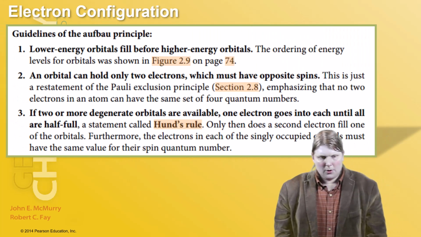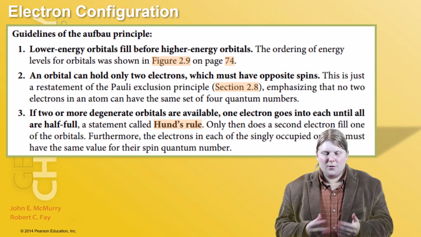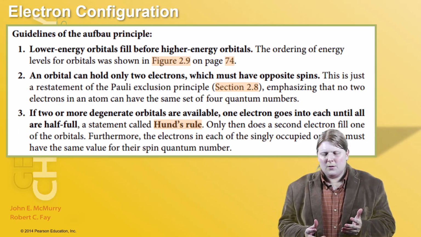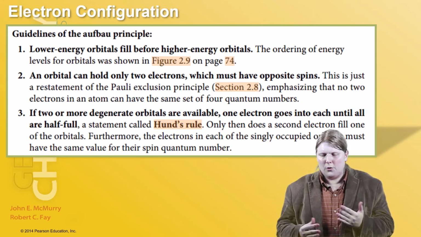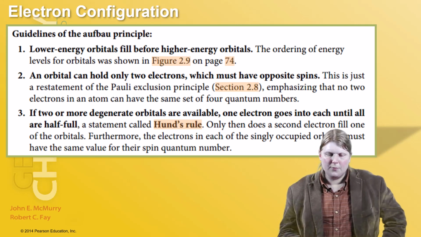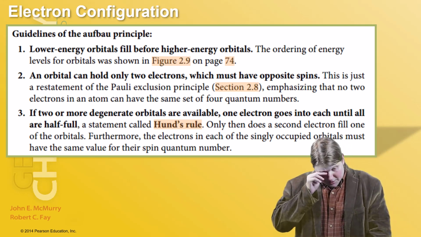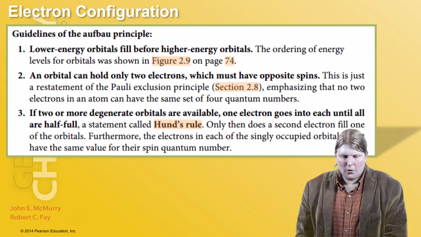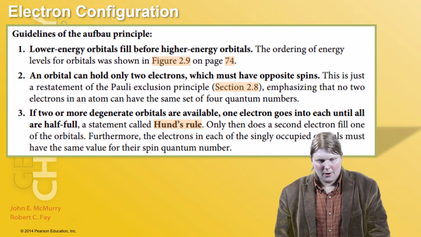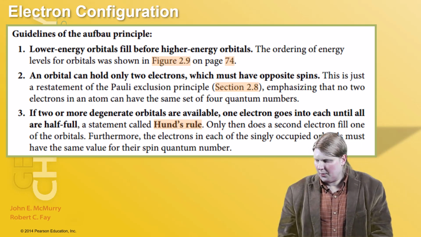So quickly here we'll look at electron configuration as well. So this is where we'll be writing out the 1s, 2s, 3s, 2p type of configuration we learned in a 151 class. We'll quickly look at the rules here. So generally lower energy orbitals are going to fill before higher ones. An orbital can only hold 2 electrons. If 2 or more degenerate orbitals are available, one goes in until they're all half full.